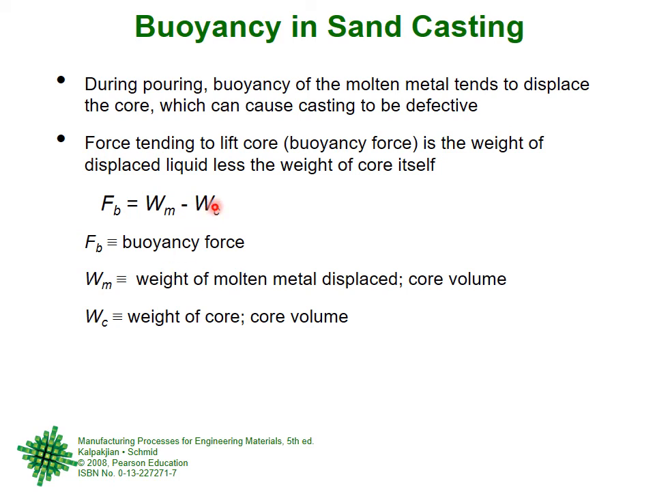Similarly, for the weight of the core, the volume of the core is directly there, and you need the density of the core. So to find the buoyancy, you need the density of the molten metal and the density of the core, and this is it, right? Now that you know it, it's a very simple calculation to do. If it was not explained like this, it might be a little more complicated to calculate the buoyancy acting on the core inside the mold cavity. Okay, good.